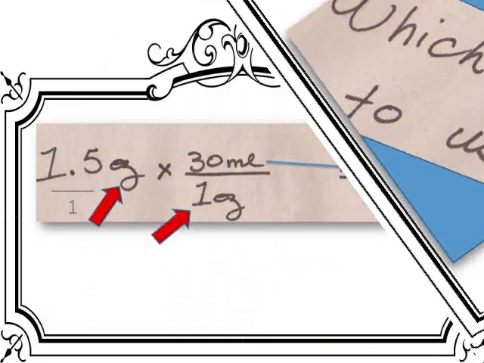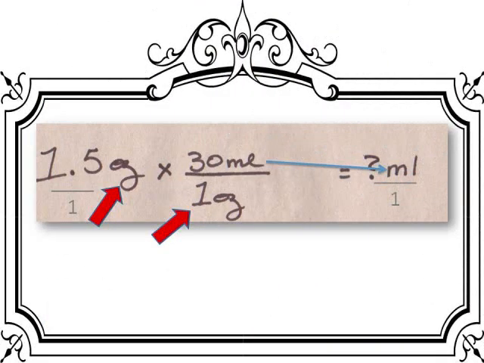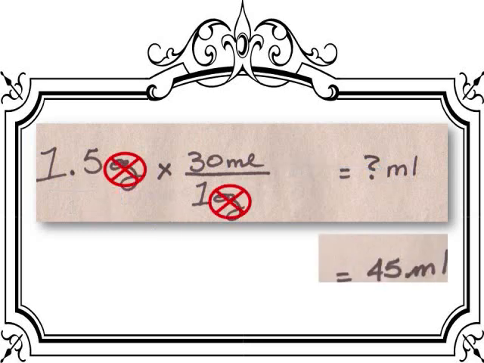Which one are we going to use? When we look at the answer, we're trying to figure out milliliters. Milliliters is in the numerator. That's what we have to end up with. So we're going to choose the one that has milliliters in the numerator. That's 30 mils over 1 ounce. When you do the math, you then cancel out the ounces on the top, ounces on the bottom. The labels go away. You do the math, and you end up with 1.5 ounces equals 45 milliliters.